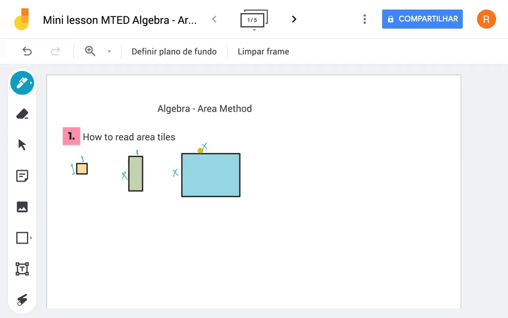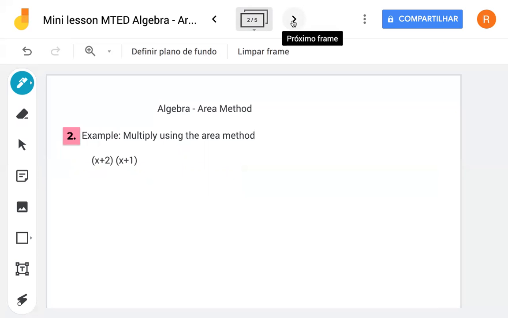So, we know the area of this figure will be the length times the width. So 1 times 1 is 1, and x times 1 will be x. So this area here is equal to x. And this is an x squared, because x times x is x squared. So these are the 3 basic shapes that you are going to be working with here. And I'm going to show you how to use them to multiply polynomials. Let's go to the next box.